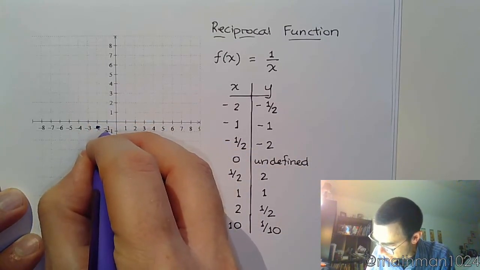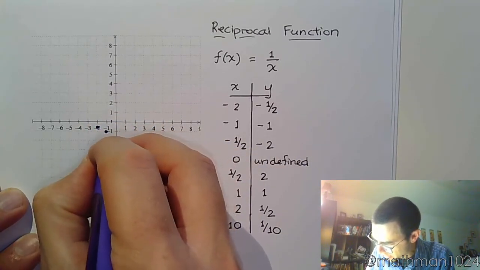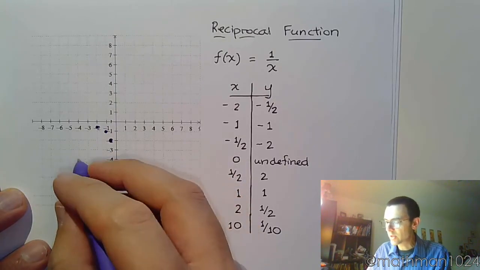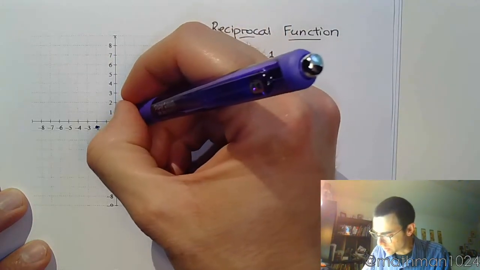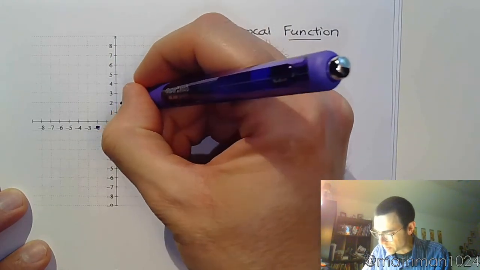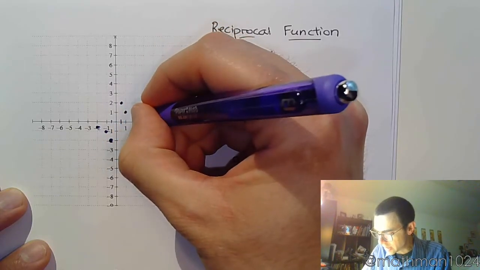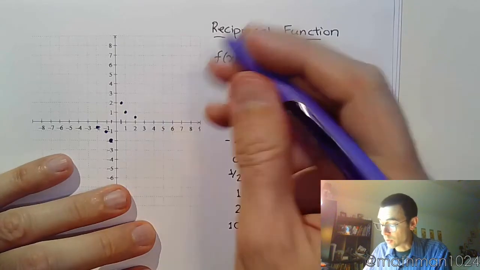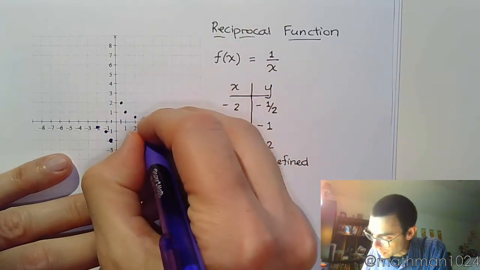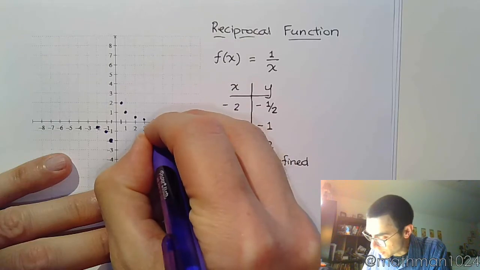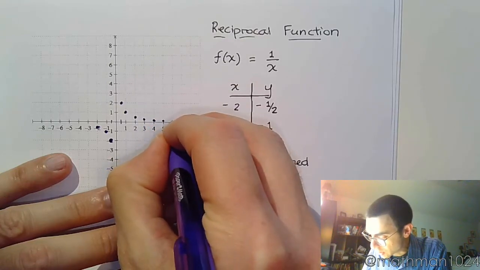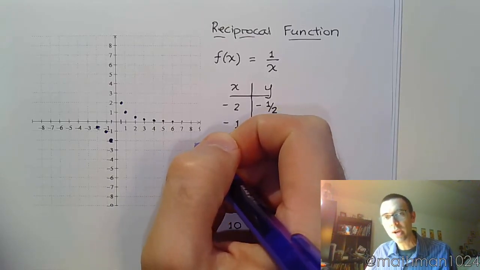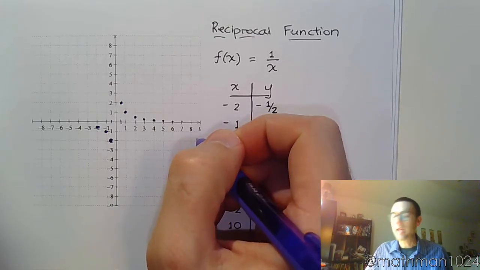-1 is -1, and then -1/2 is going to be down 2 units like that. And then I've got this little jump over here, so 1/2 gives me 2, 1 gives me 1, 2 gives me 1/2. If I keep on going out towards the right, if I plug in 3, I'd get 1/3. I plug in 4, I get 1/4. And these numbers are going to get smaller and smaller. They're going to get closer and closer to 0. However, they are never going to actually hit that x-axis.